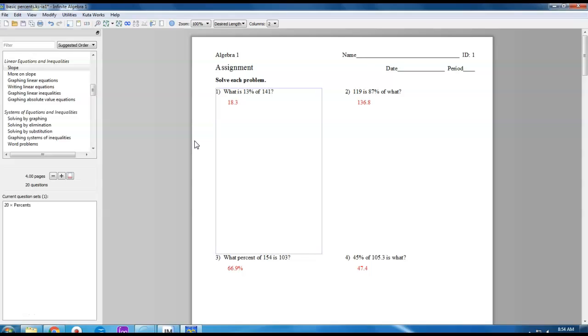So I'm going to start with the "is of" sheet, the "what is of" sheet. All right, so the big thing to remember here is the word "what" means X. The word "of" means times, and the word "is" means equals. Another thing to remember is decimals go in equations, not percents.